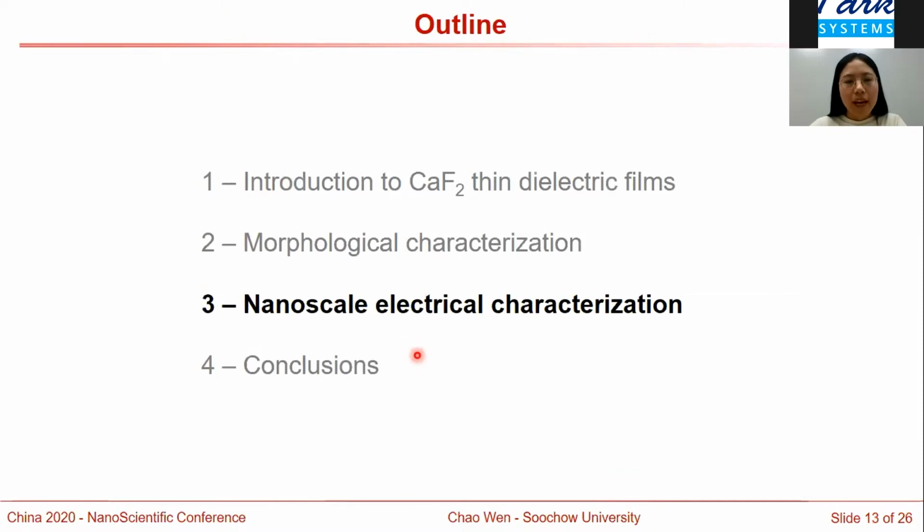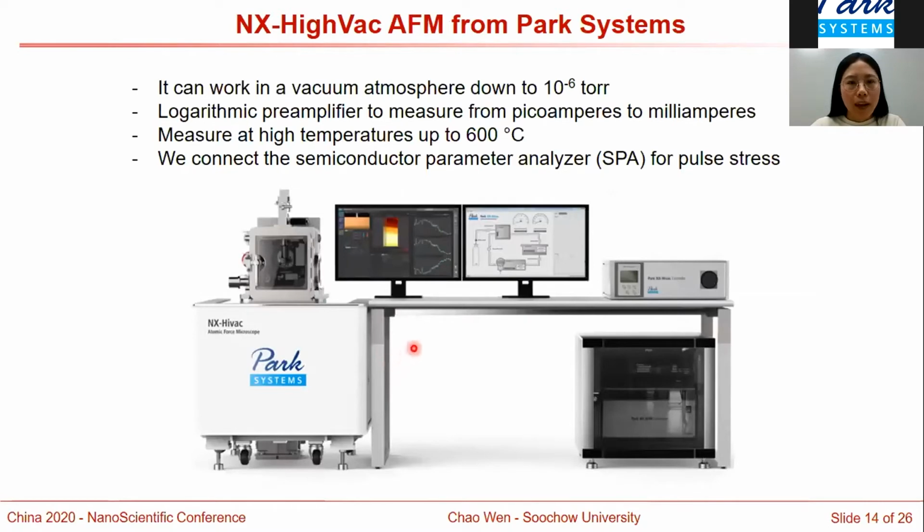So next, I start to measure the electrical properties of our calcium fluoride layer at nanoscale using atomic force microscope. And before I start, I would like to introduce our AFM. The AFM we use is the NX-Hivac AFM from Park Systems. It has 4 main advantages.